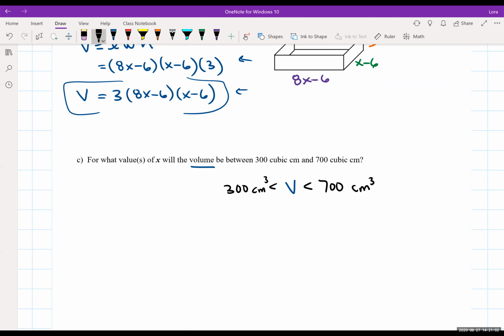Now, if you already have an expression for volume, which we do, what do we have? 3 times 8x minus 6 times x minus 6, less than 700, greater than 300. What you now have is a 3-part inequality. However, this is not really a nice 3-part inequality, because if you were to multiply anything out, which you don't have to, and I wouldn't recommend trying, this would be a quadratic expression.